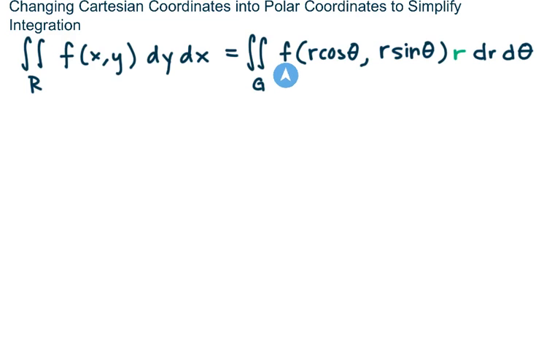So thinking about this as a function in terms of polar, r cosine theta representing x, r sine theta representing y, and then integrating dr d theta. We want to make sure that we notice that whenever we are converting to polar coordinates, we're going to need to add that extra integrating factor here, this r. So let's look at an example.